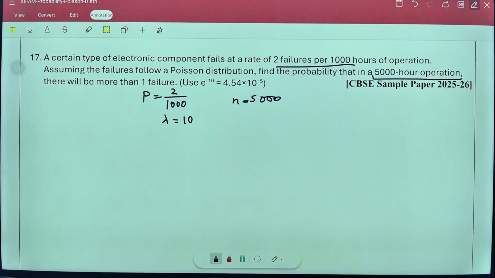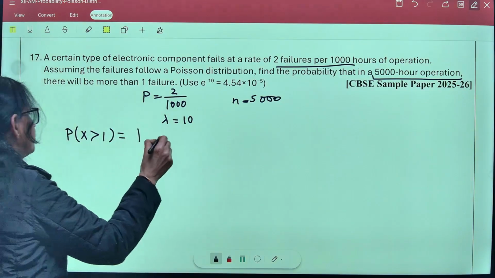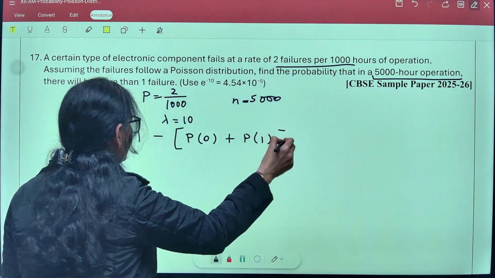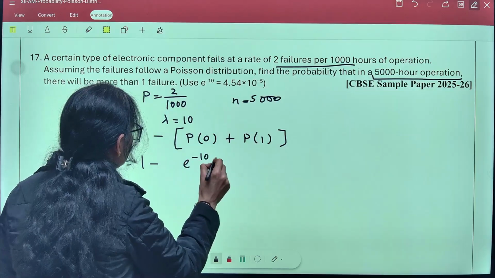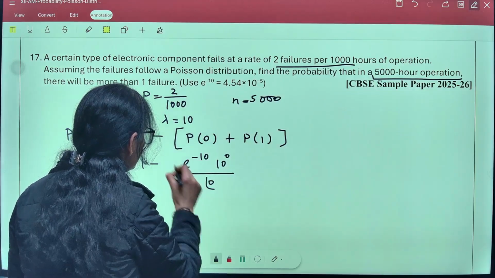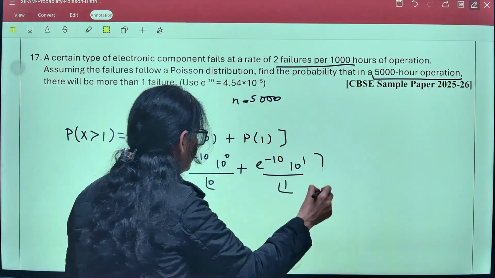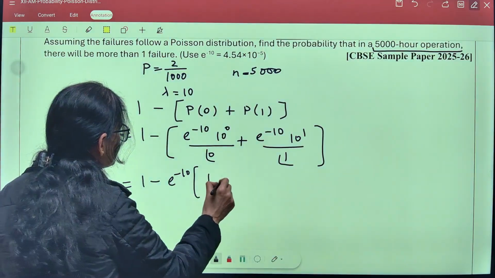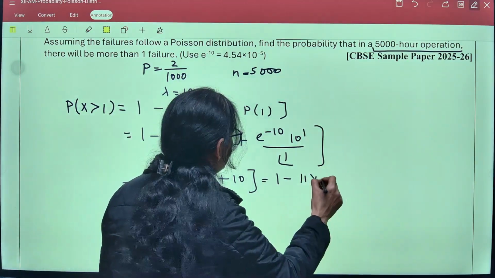More than one means you need to look on the other side, more than one failure, and you take away from 1. That means you need to subtract probability of 0 and 1 from 1. So, let's put the formula: e raised to power minus 10, 10 to the power 0 upon 0 factorial, plus e raised to power minus 10, 10 to the power 1 upon 1 factorial. And take e raised to power minus 10 common out, it becomes 1 plus 10. That means 1 minus 11 into e raised to power minus 10.